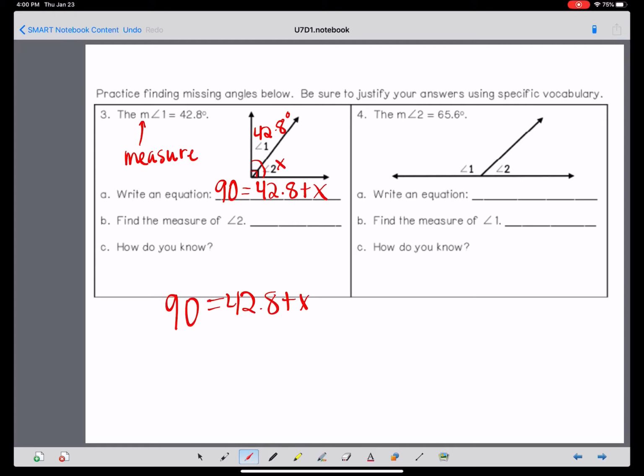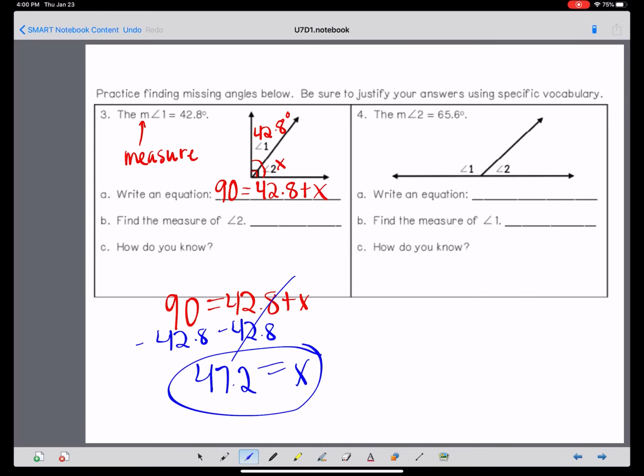I want to get x all by itself, so I'm going to subtract 42.8 from both sides. And x is equal to, I think it's like 47.2. Let me go ahead and double check here. 90 minus 42.8. Yeah, 47.2. So that's my answer for my second angle over there. So find the measure. I could even write it in right here, 47.2.